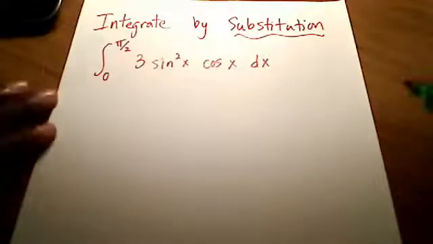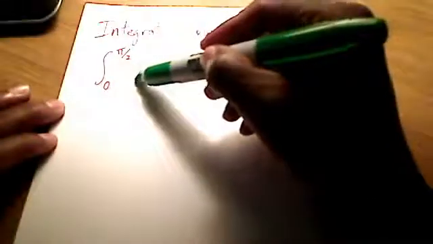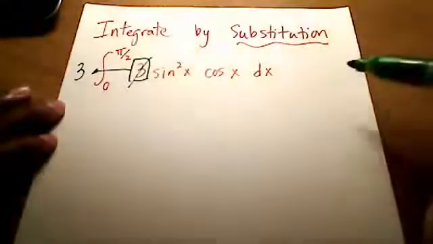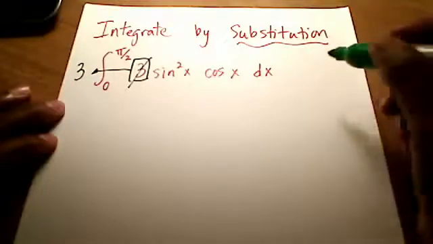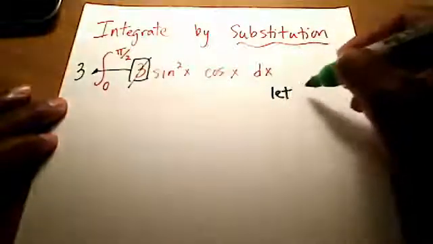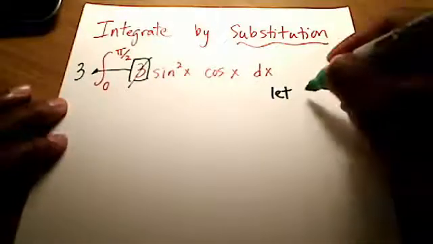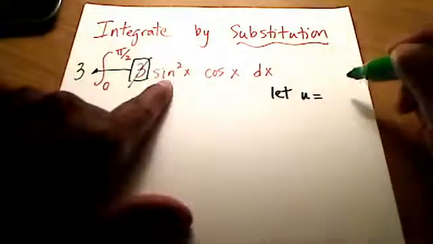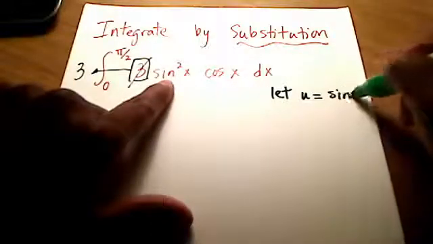The first thing I notice is I have a constant here of 3 that can come completely out of the integration. So I'm just going to move that 3 all the way out front. We'll tackle that later. And the other thing, you can kind of see this as you go through enough of these integration problems. Let's let u equal sine x, not sine squared x, but just sine x.